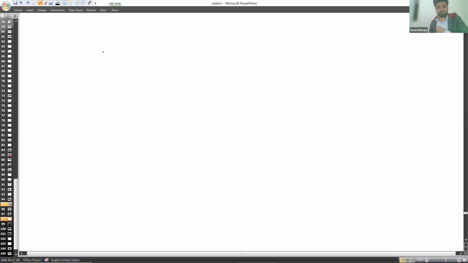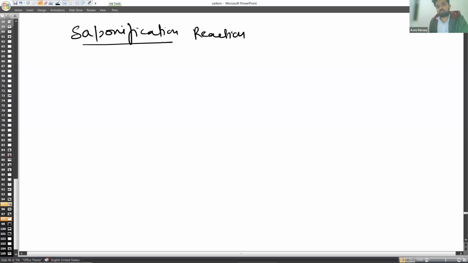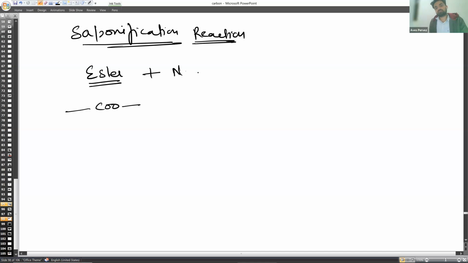Now, moving to the next one, we have to do more reactions. This is very important. One is the saponification reaction. This is used for making soap. We will learn this one first of all. When esters are treated, I'm writing the general equation. What are esters? They have a functional group like this, C double bond O, with a chain. So esters when reacting with NaOH give you soap.